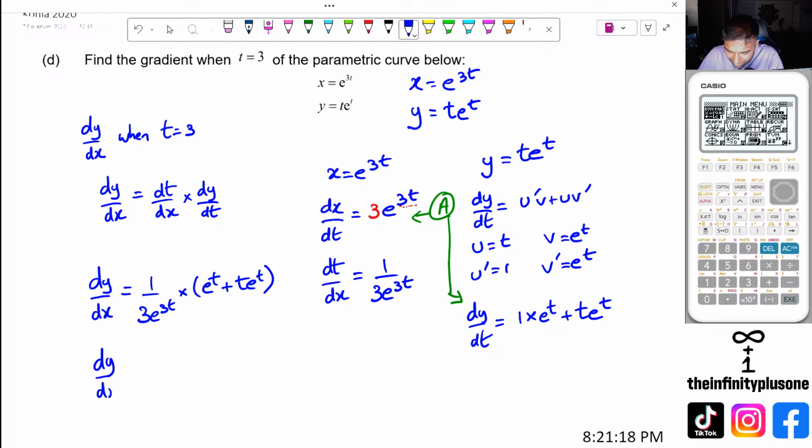So then dy/dx is 1 over 3 e to the power of 3 times 3, multiplied by e to the power of 3 plus 3e to the power of 3.